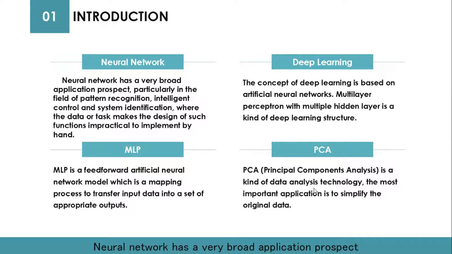Neural network has a very broad application prospect, particularly in the field of pattern recognition, intelligent control, and system identification. Deep learning's concept is based on artificial neural networks. Multi-layer perceptron with multiple hidden layers is a kind of deep learning structure. MLP is a feed-forward artificial neural network model, which is a mapping process to transfer input data into a set of appropriate outputs. Principal components analysis is a kind of data analysis technology. The most important application is to simplify the original data.